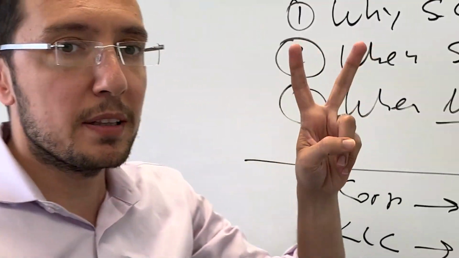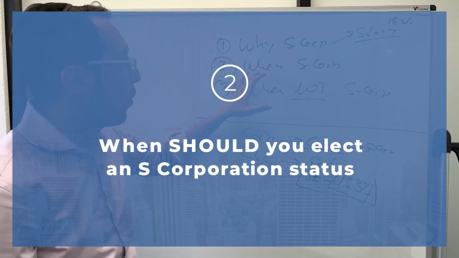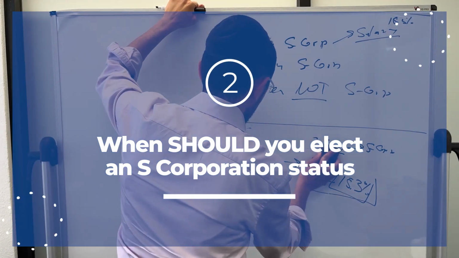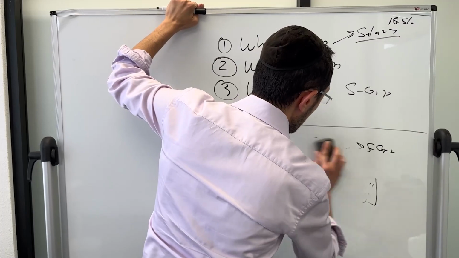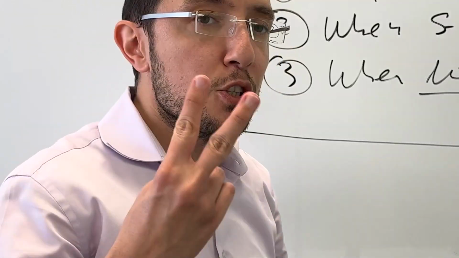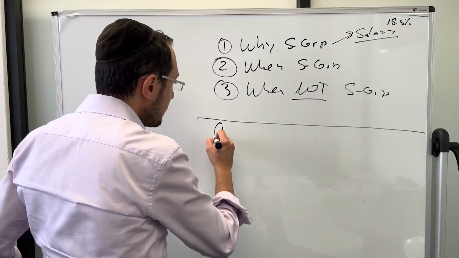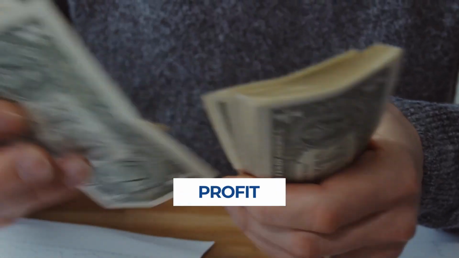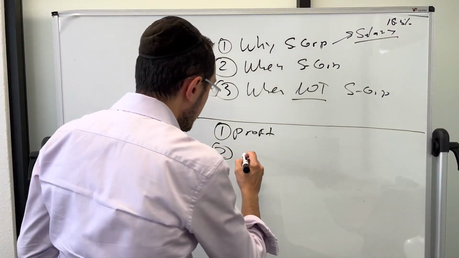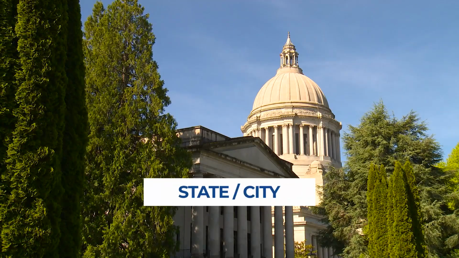Now, let's talk about the second reason: when should you become an S corporation? That is really important, because before you become an S corporation, you have to take 2 things into consideration. Thing number 1 is profit. Thing number 2 that you have to take into consideration is state and city.